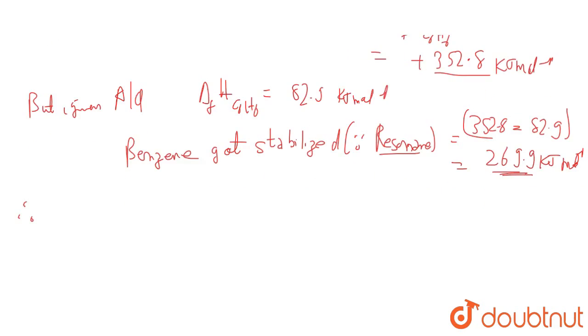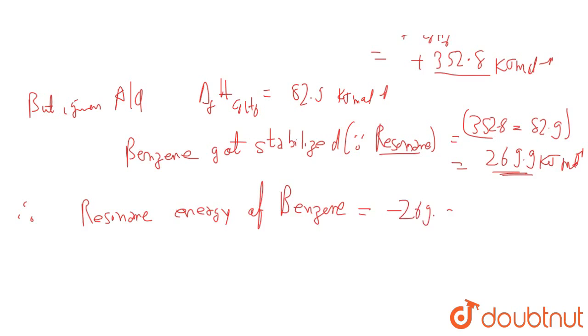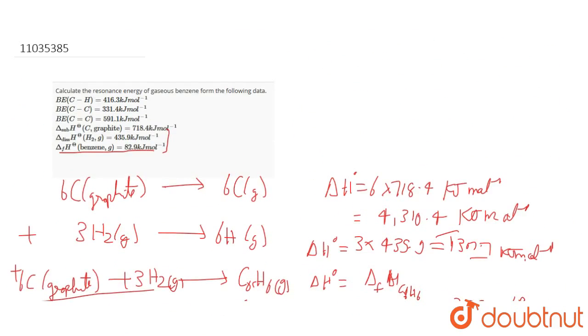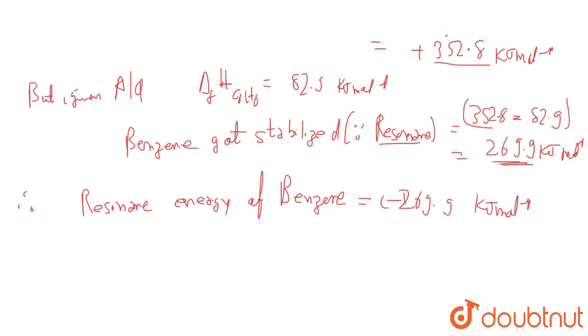So if we write with the sign, resonance energy of benzene equals to minus 269.9 kilojoule mole inverse, because heat is released due to resonance of benzene. So that is why we have considered a negative sign over there. So this is the final solution of this particular question, in which हमें resonance energy of benzene निकालनी थी, that is we have found as minus 269.9 kilojoule mole inverse.